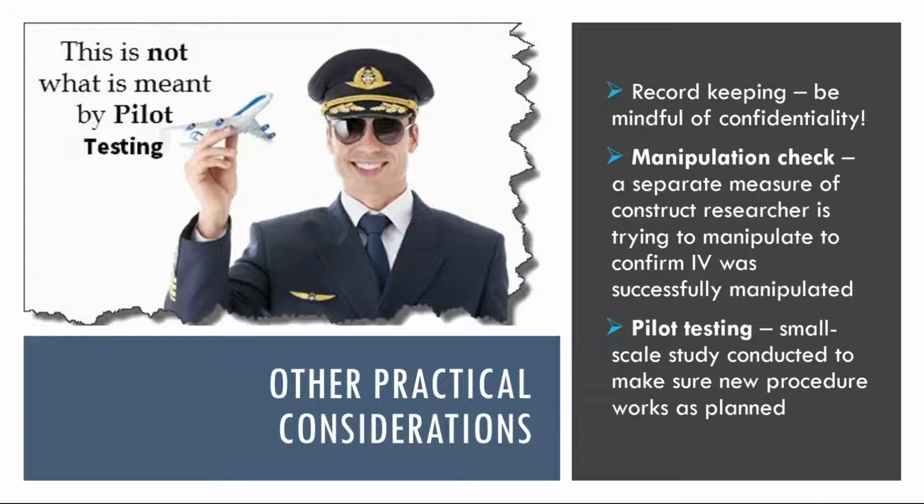Manipulation check. In many experiments, the independent variable is a construct that can only be manipulated indirectly. For example, a researcher might try to manipulate participants' stress levels indirectly by telling some of them that they have 5 minutes to prepare a short speech that they'll then have to give to an audience of other participants. In such situations, researchers often include a manipulation check in their procedure. A manipulation check is a separate measure of the construct the researcher is trying to manipulate. The purpose of the manipulation check is to confirm that the independent variable was, in fact, successfully manipulated.